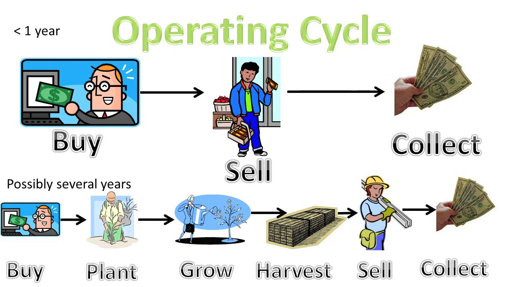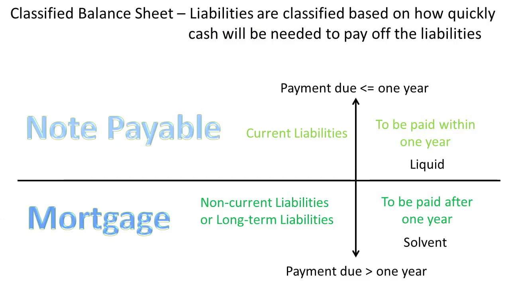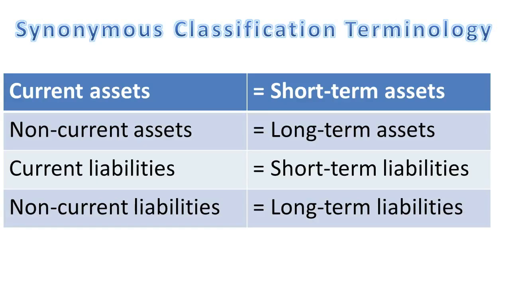For the following examples, you will notice that I use 1 year when making classification decisions, as it is the most common. Liabilities that are expected to be paid off within 1 year or within the operating cycle, whichever is longer, will be classified as current liabilities, and those taking longer than 1 year to pay off will be classified as long-term liabilities. Here are some synonymous terms that you should be aware of because you will likely see all of them as you learn how to read classified balance sheets. Please pause the video and review these terms.